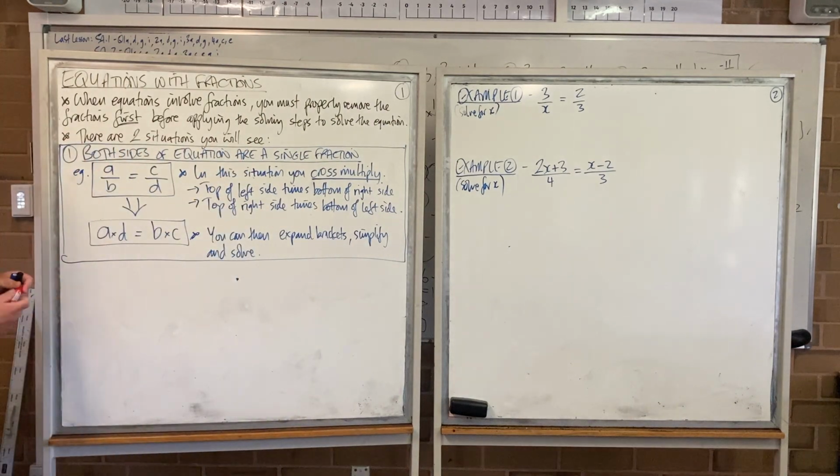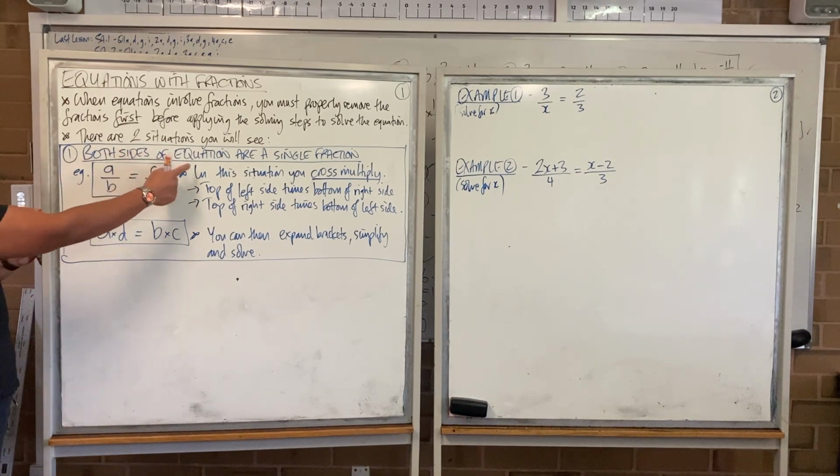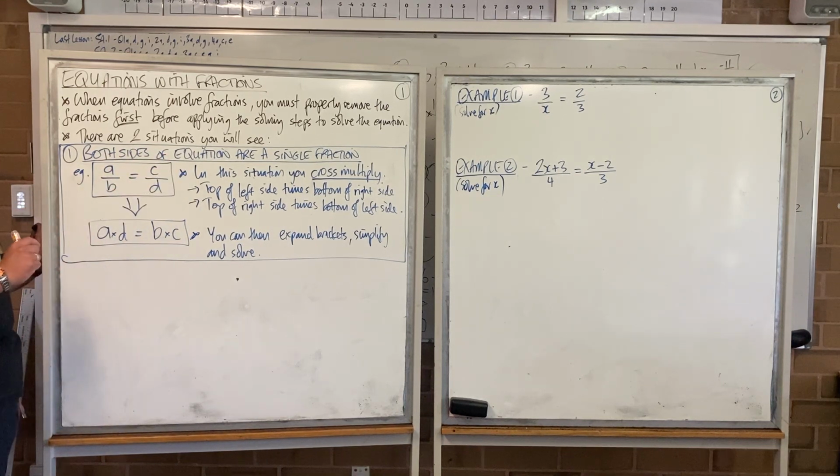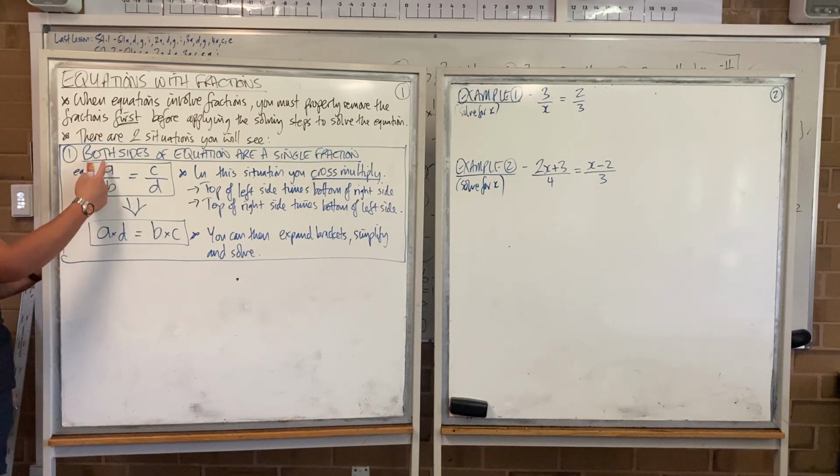There's two situations that you're going to see. The first one is the easier one, and you'd hope for this. If both sides of the equation are one fraction, do you agree that this is one fraction, a over b, and there's an equal side? Do you agree the right side is just a fraction?